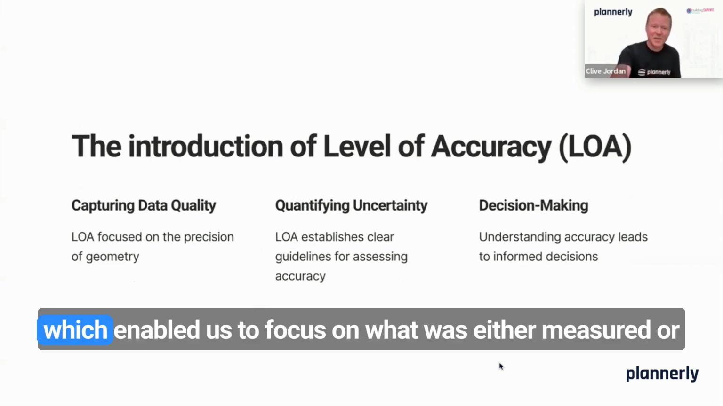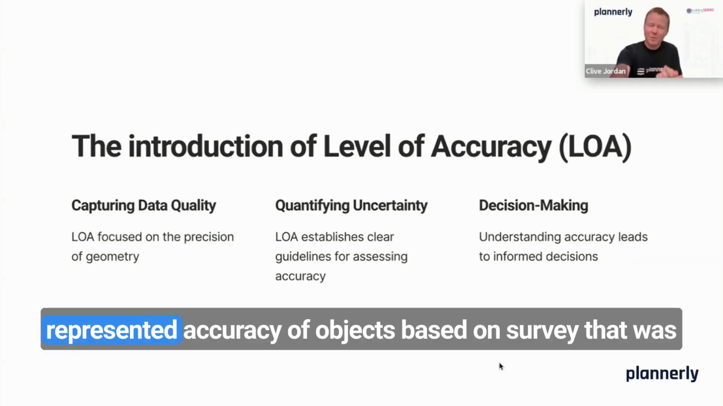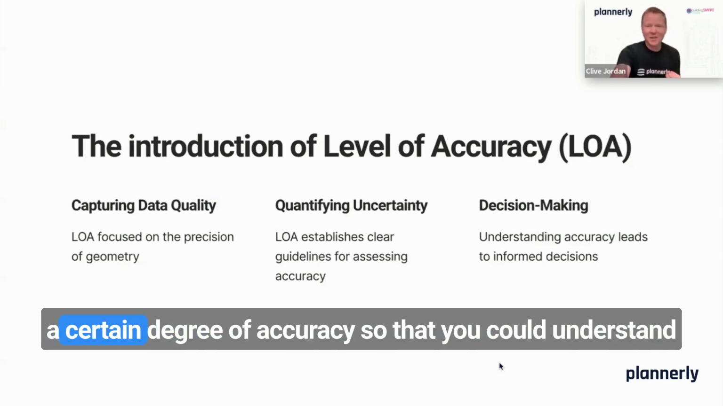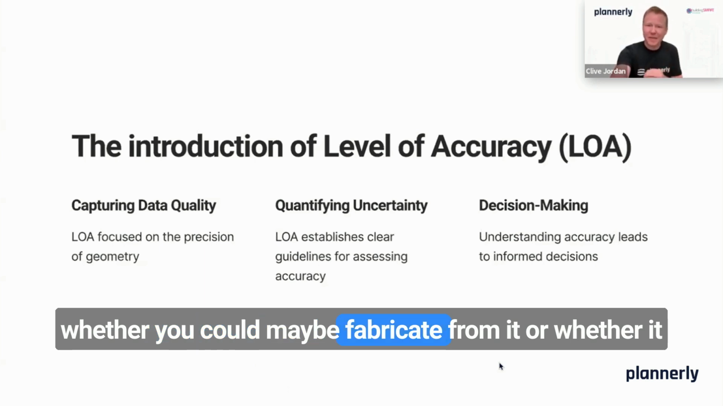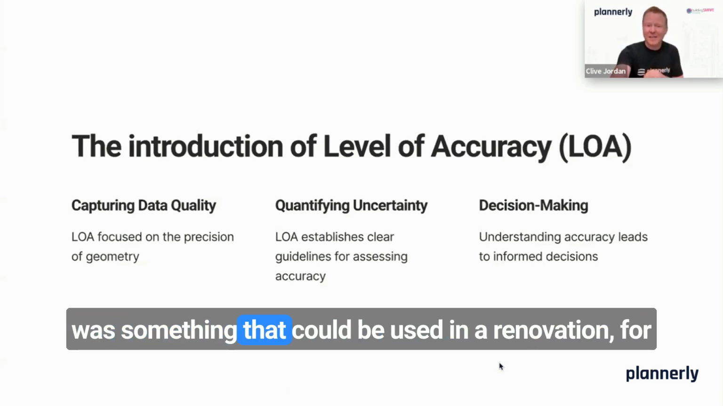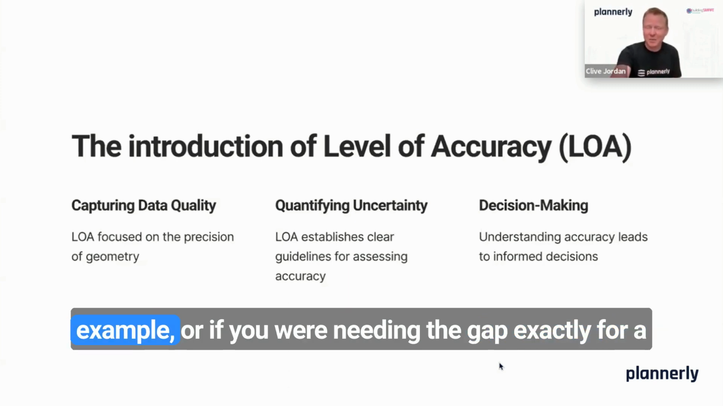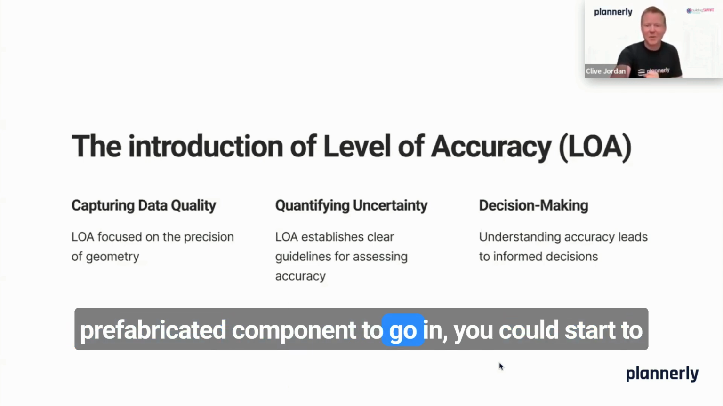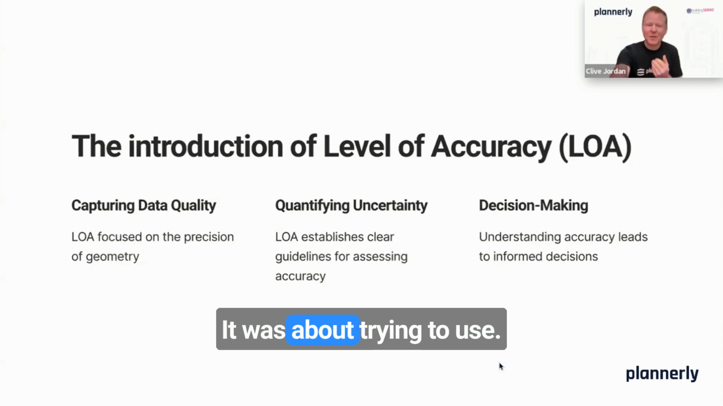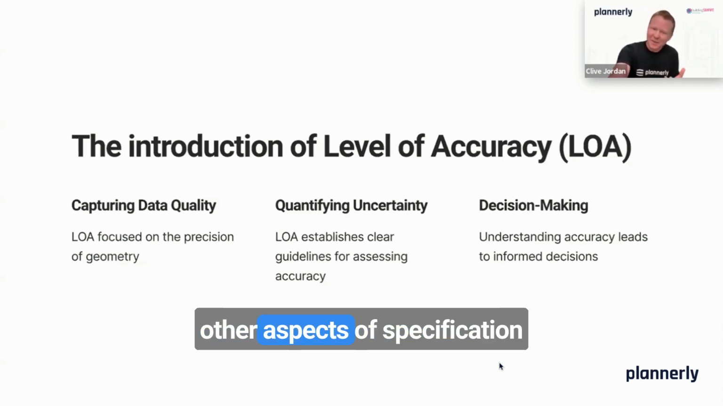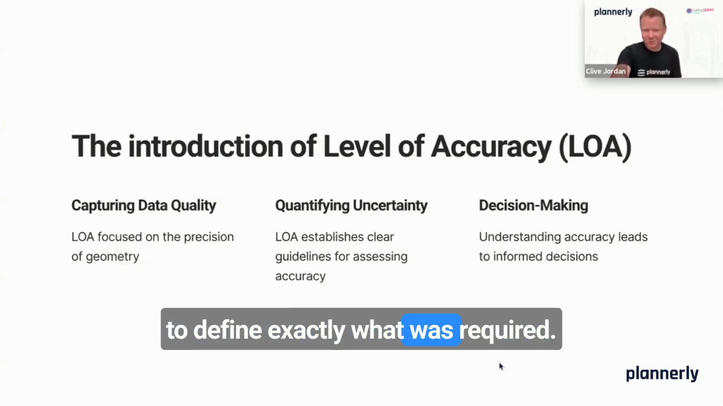which enabled us to focus on what was either measured or represented accuracy of objects based on survey that was a certain degree of accuracy, so that you could understand whether you could maybe fabricate from it, or whether it was something that could be used in a renovation, for example, or if you were needing the gap exactly for a prefabricated component to go in, you could start to understand that. It was about trying to use other aspects of specification to define exactly what was required.